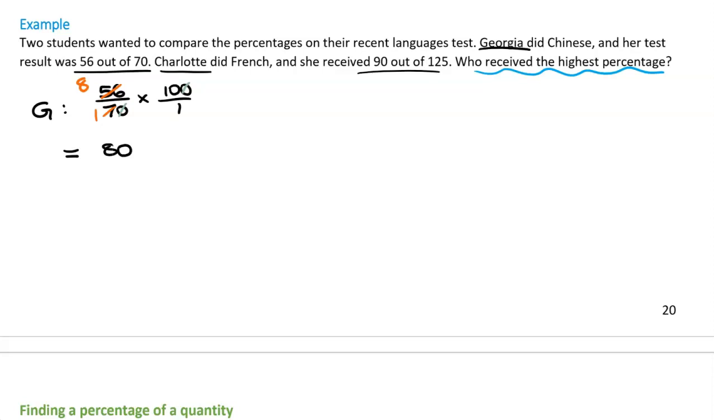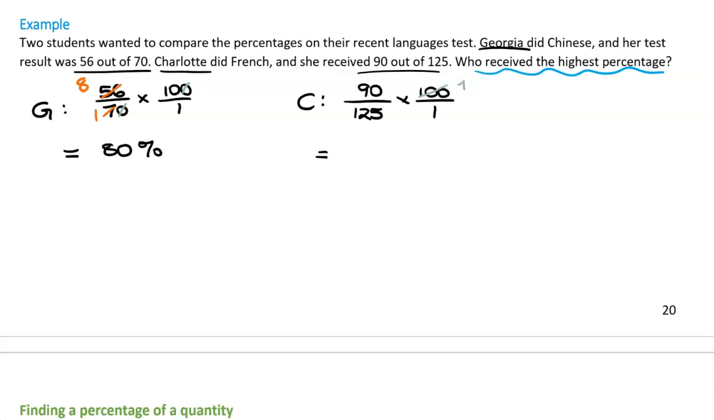So we could write that as 80 divided by 1, or you could go straight to 80%. Okay, let's see how Charlotte did in comparison. She got 90 out of 125. And to convert to a percentage, again, we multiply by 100, and we'll do that over 1, because we're doing this by hand. On your calculator, you don't need to multiply it by 100 over 1, you can just do 100. Okay, cancelling down what we can.